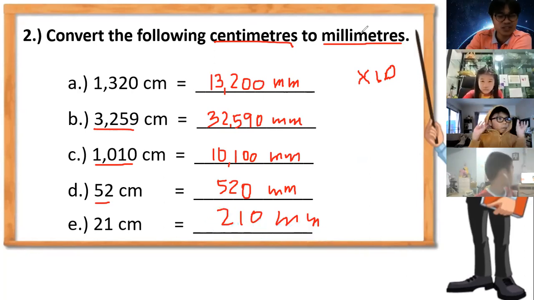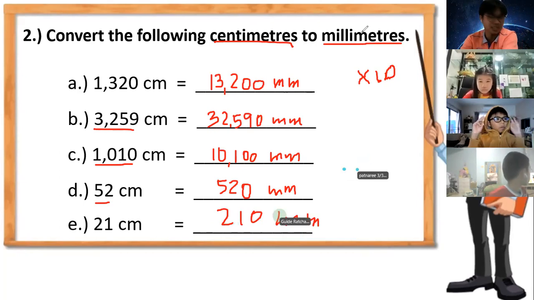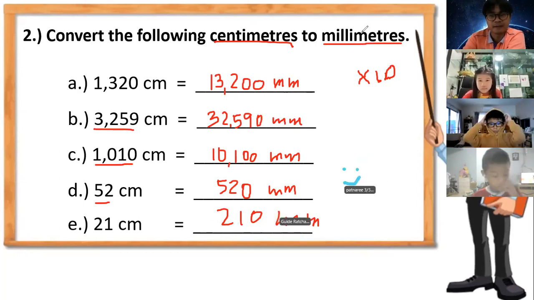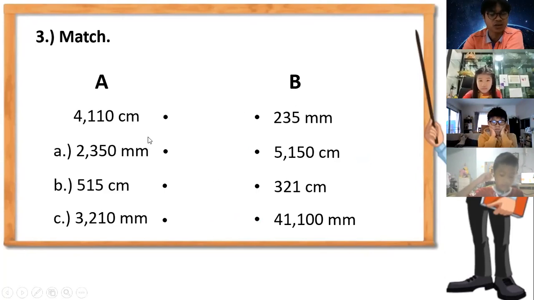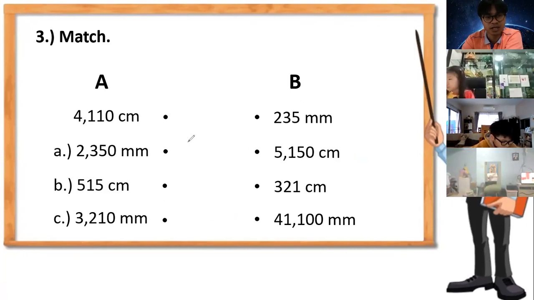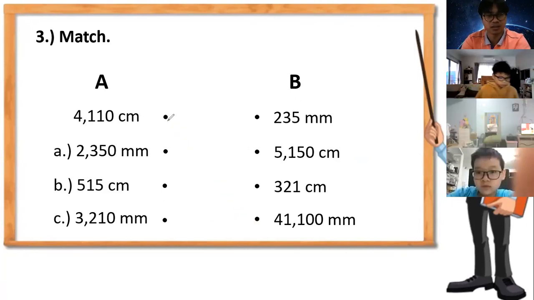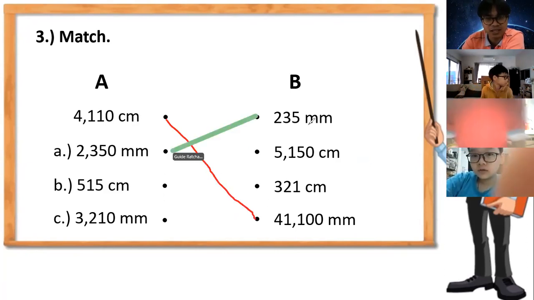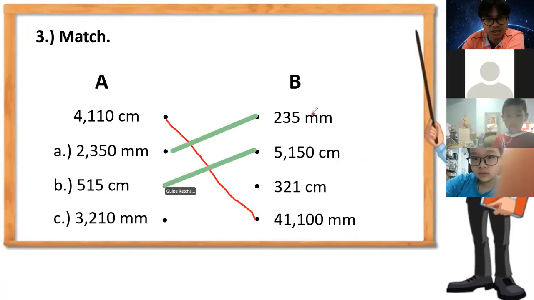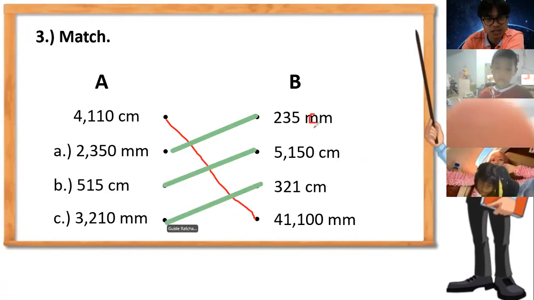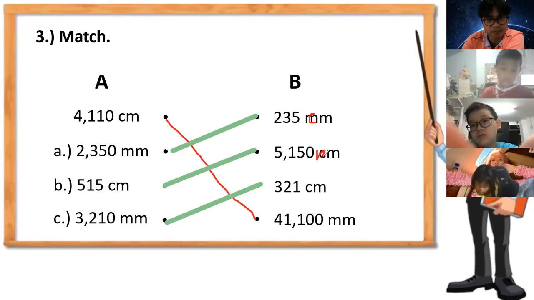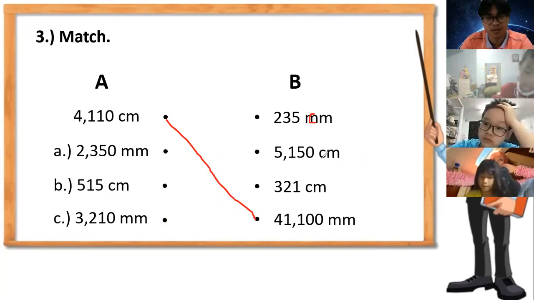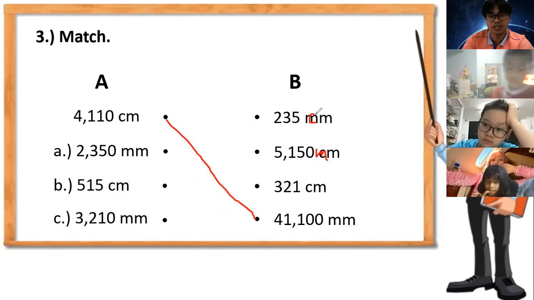Okay, that's the answer. Let's go to number 3. Match column A to column B. You already have an example here. It's not finished. You can see here you change into cm, centimeters, and this one is mm, millimeters. Are you following? The first one is centimeters.